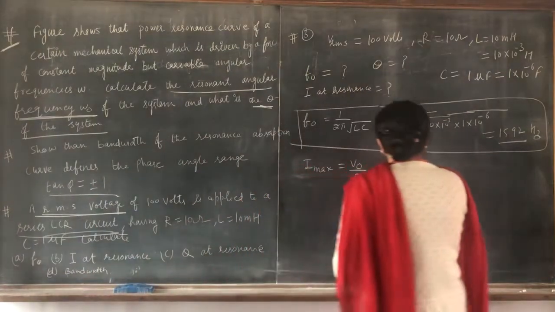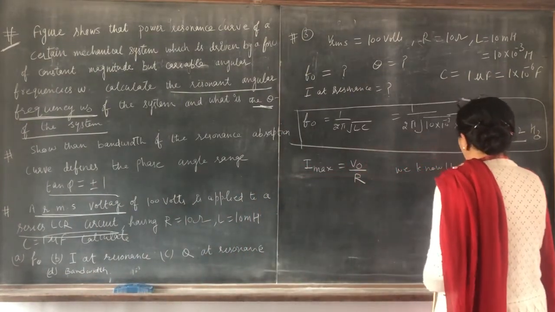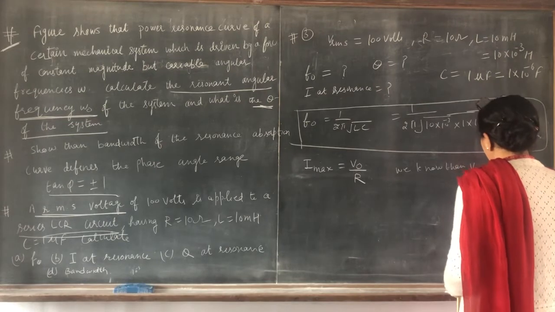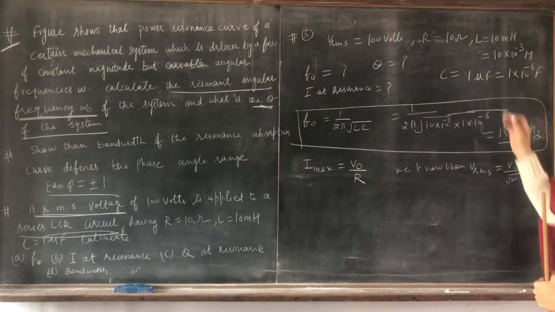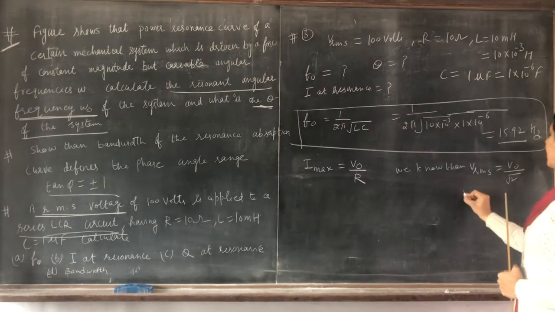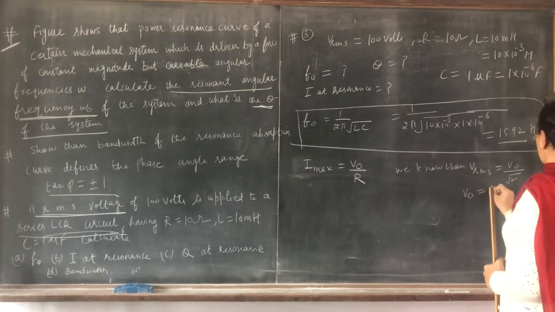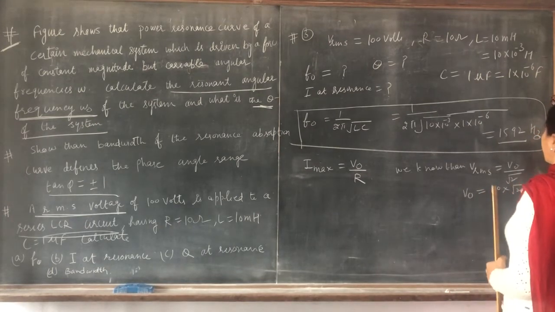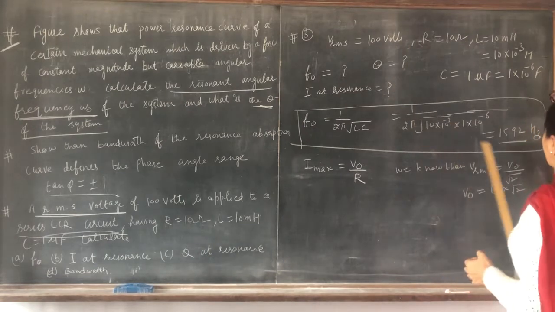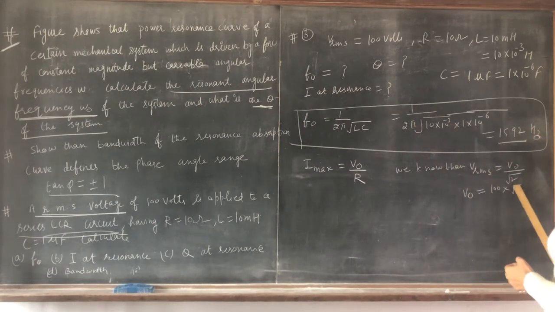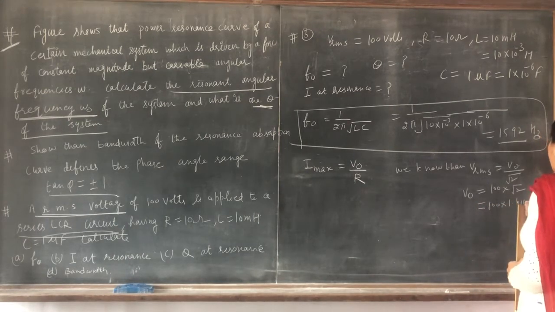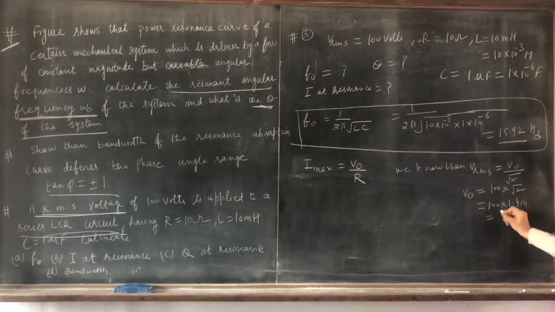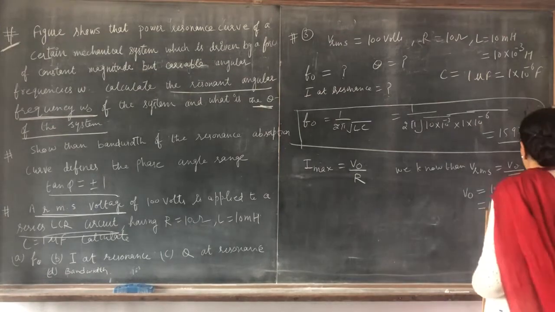So we know that VRMS is equal to V naught by under root 2. From this you can find V naught. V naught is equal to VRMS into under root 2. VRMS is 100. You know the value of under root 2 is 1.414, so this is equal to 141.4 volts. So this is our V naught.